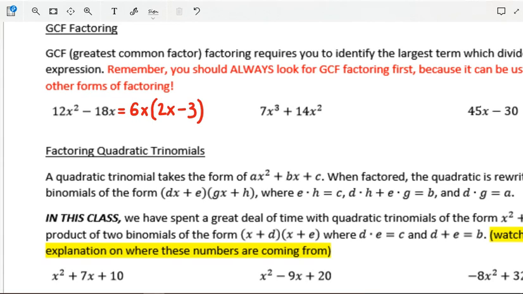And the way to check your work is you can just distribute this back out. So 6x times 2x would give me 12x squared. And then 6x times 3 would give me negative 18x, which does match our original answer, so we know this is correct. So our factored version of 12x squared minus 18x is 6x times 2x minus 3.